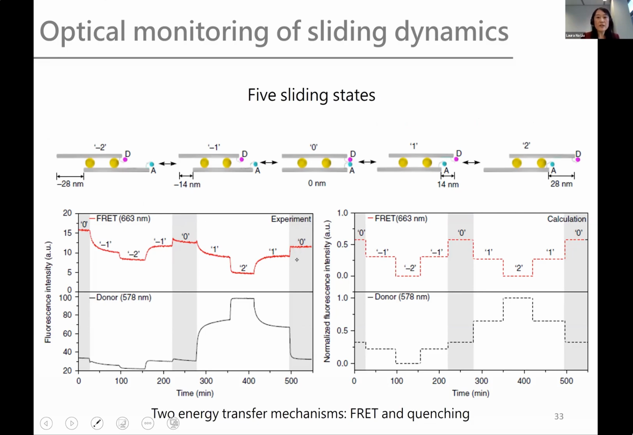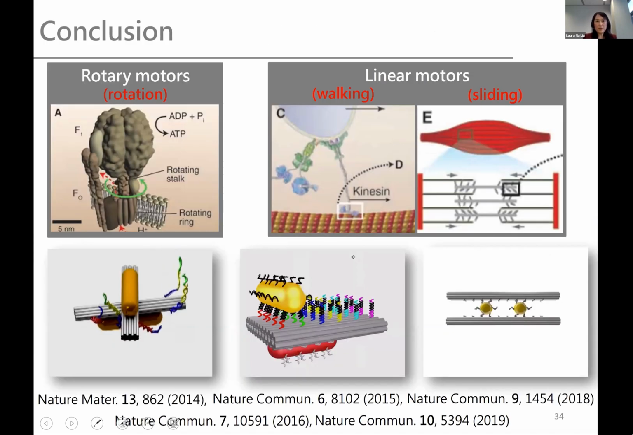So we also did the theoretical calculations. It is worth mentioning that here in the model, we included the FRET effects as well as the quenching effects. Because when the slider does the sliding, the distance between the two molecules is changing at certain states. For instance, here, you see that the donor is closer and closer to one of the gold nanocrystals, and it introduces the quenching effect. By including both FRET and quenching effects, we found that the agreement between the experiment and the calculation is pretty good.